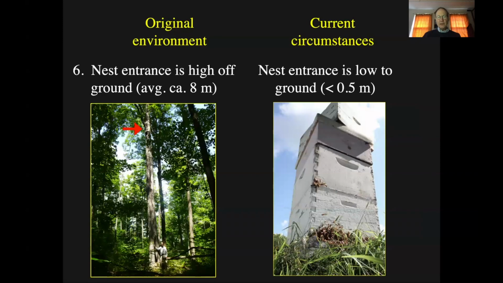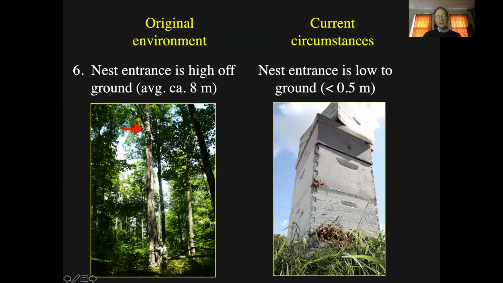Another really big difference is that in the wild, at least where I live, the nest entrance is usually high off the ground, an average of 8 meters up. Here's a bee tree I found. That's me, about 2 meters, and here's the nest entrance of this tree, way, way up here, very high up. Whereas in our managed colonies, the entrances are low to the ground. We don't fully understand the consequence of that, but if you give these bees a choice, they'll always go for a high nest entrance. Some of that might have to do with making their nests less conspicuous to predators, particularly black bears in the forests where I work.